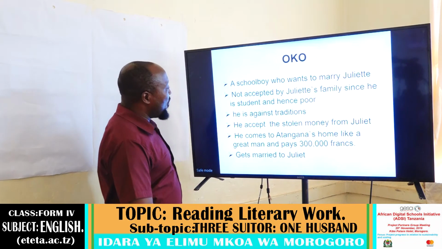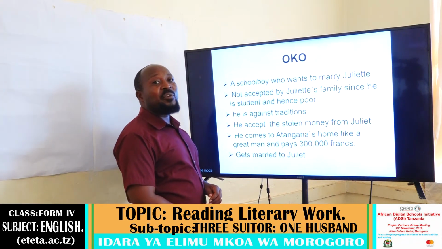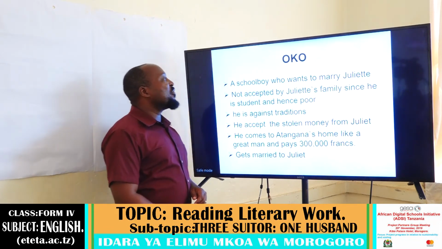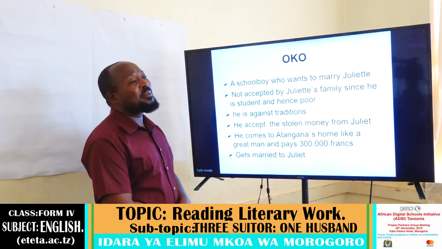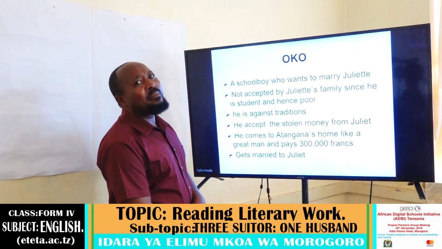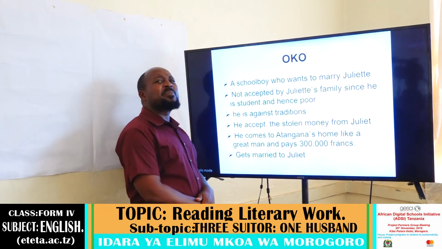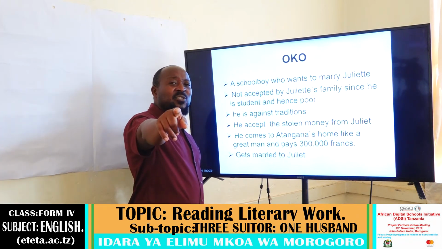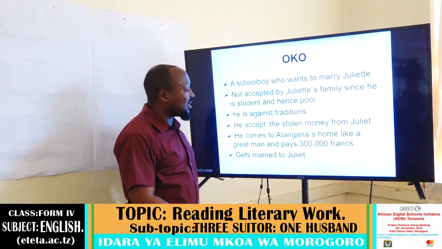We have Oko. Oko is a schoolboy who falls in love with Juliet, a true love of Juliet. And of course, he is not accepted in Juliet's family simply because he is very poor, still a young boy, has no money, and is still a schoolboy, so he's not accepted. But all in all, he's against the traditions. He's modern and wants changes in the society.